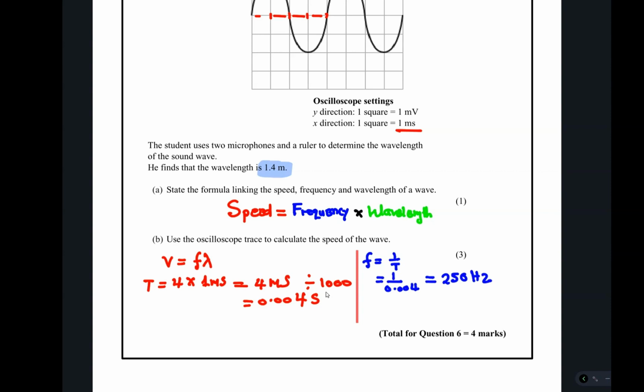Now we can go back and work out the speed. Our speed is frequency times wavelength, which is going to be 250 times the wavelength, which is 1.4.